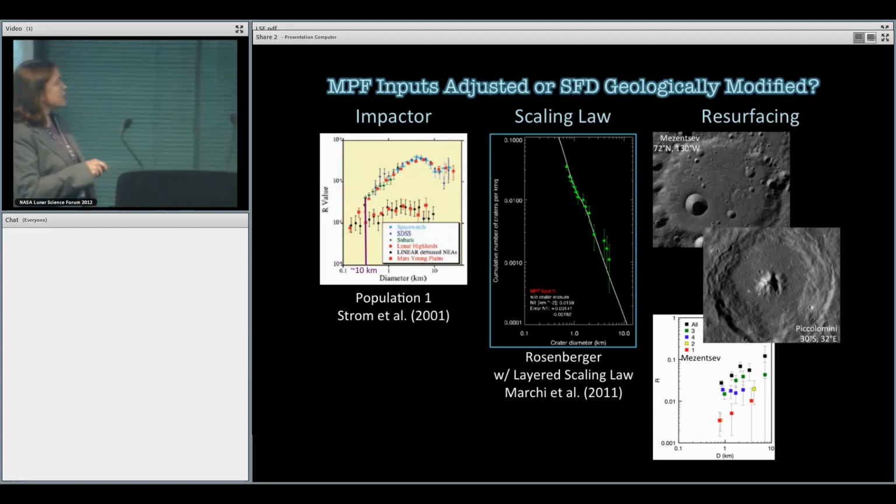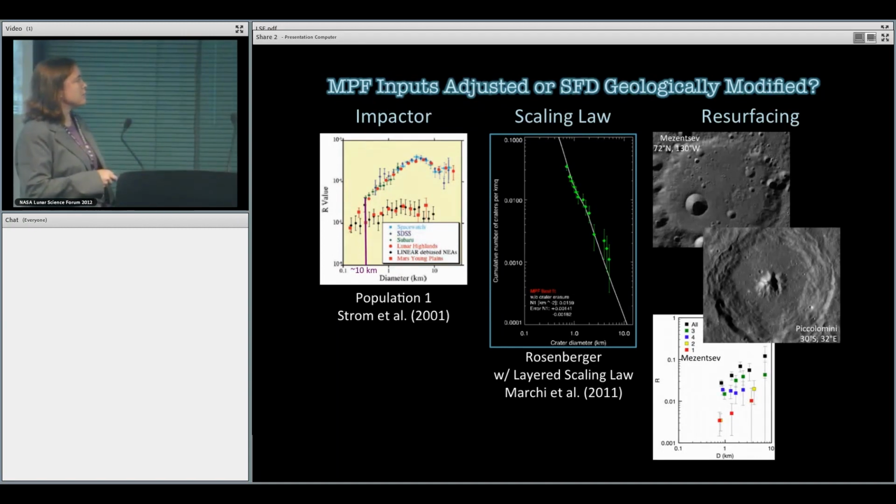So the scaling law is also a possibility. We have been using the Melosh gravity regime, but strength regime may be important for smaller craters. This is showing an example that's incorporating a layered strength regime, so 2 layers with different strengths. We find that the Rosenberger data is fit better by this particular scaling law, but we don't know yet if this is an appropriate change to the MPF, as we don't have observational data for layering.